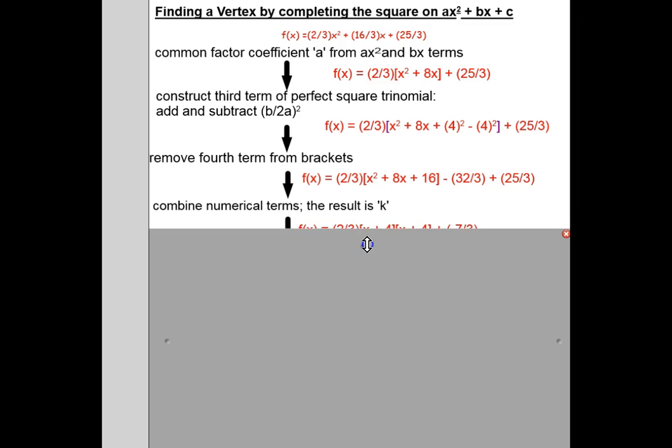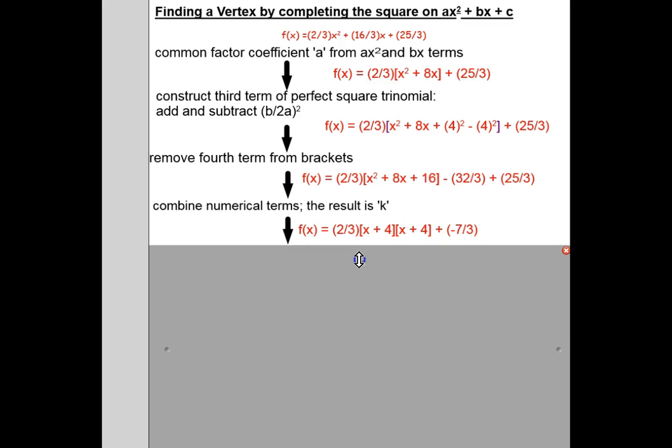Notice I'm just working in fractions here all the way through. Then we combine the numerical terms. The result will be the k, which is the y-coordinate of the vertex. Here we're going to have to employ common denominator, which is already present. So negative 32 plus 25 is negative 7. So our k value is negative 7/3.